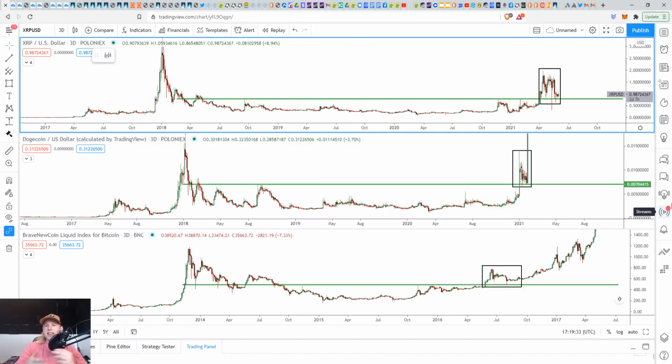Alrighty guys, so here we are taking a look at XRP for today's video. I have a really cool chart to share with you guys right off the bat, and what I wanted to share is just basically how XRP to me looks a lot like some prior market cycles that we've already seen.